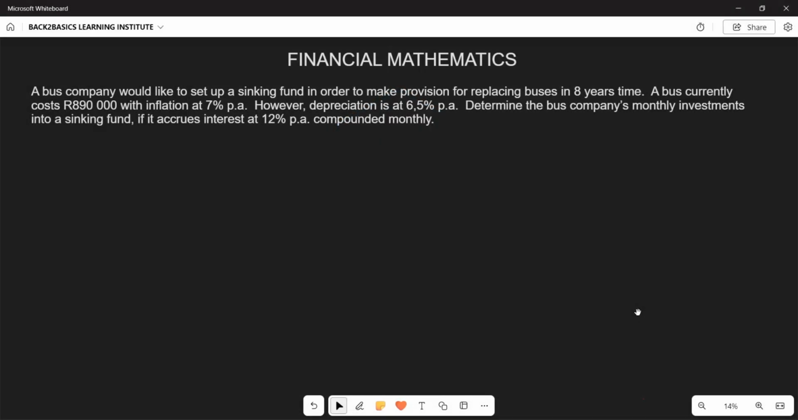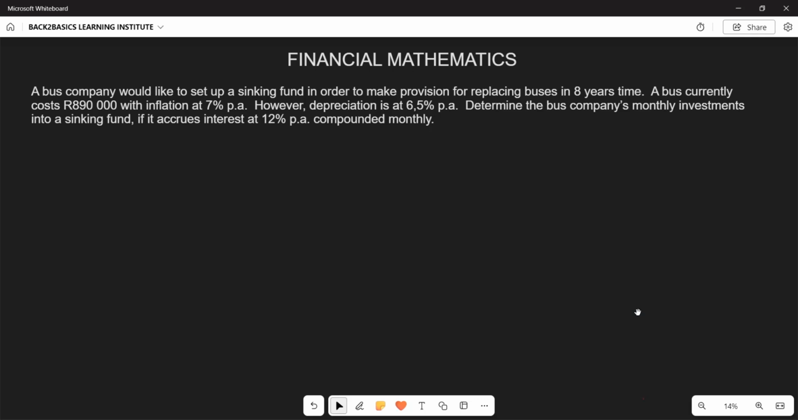So now let's look at this question and see what we are required to do here. The question goes as follows. A bus company would like to set up a sinking fund in order to make provision for replacing the bus in 8 years' time. A bus currently costs 890,000 with an inflation of 7% per annum. However, its depreciating value is 6.5% per annum. Determine the bus company's monthly investment into the sinking fund if it accrues interest at 12% per annum compounded monthly.